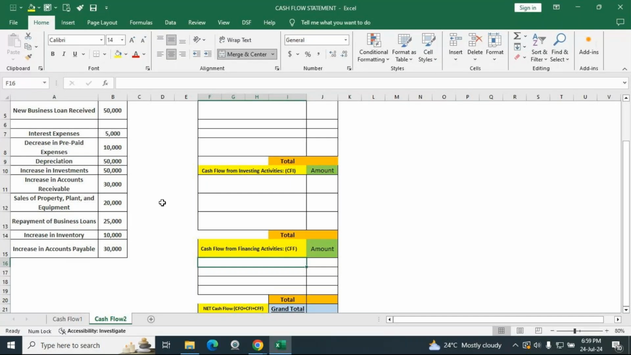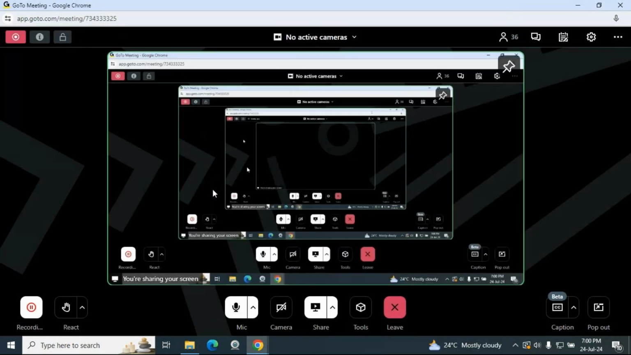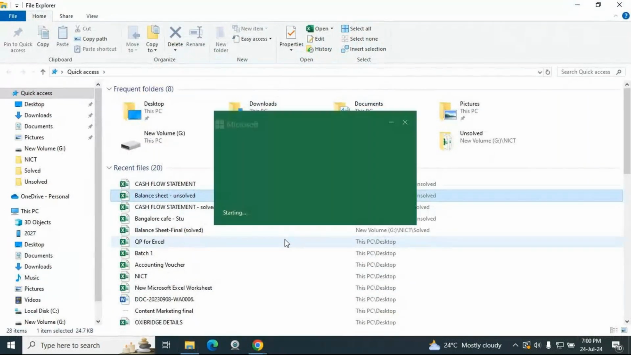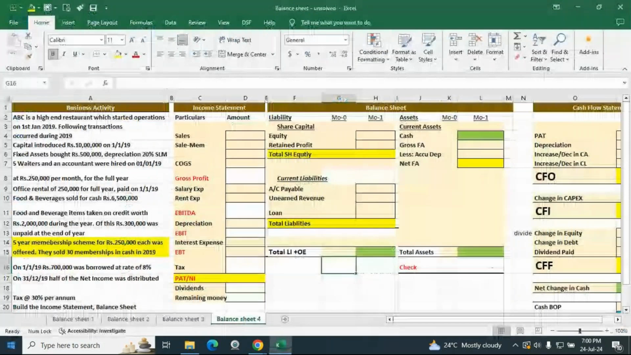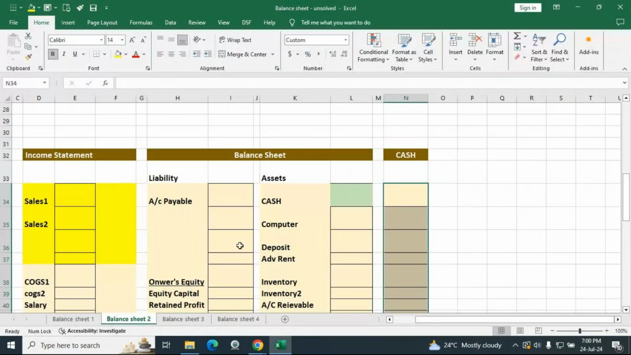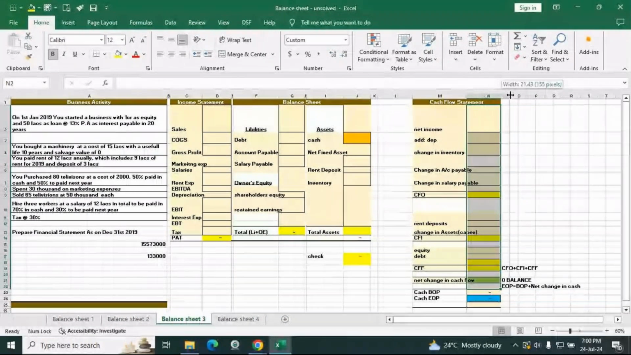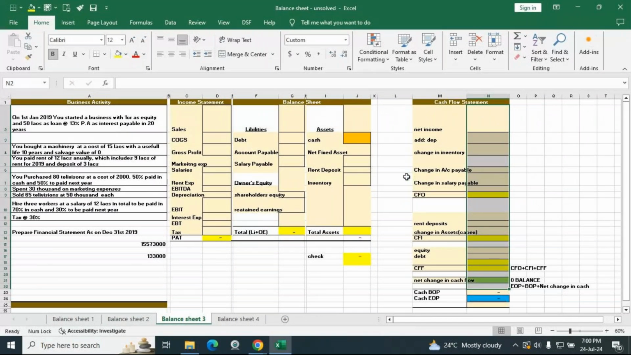I hope you people can try this out. Next we will go for the balance sheet. The first and second we have already done, the same things only. Let's come to the third one. I wanted everybody to download this file, balance sheet. Open balance sheet 3. 1 and 2 we have already solved. If you want to try, you can try it once again.